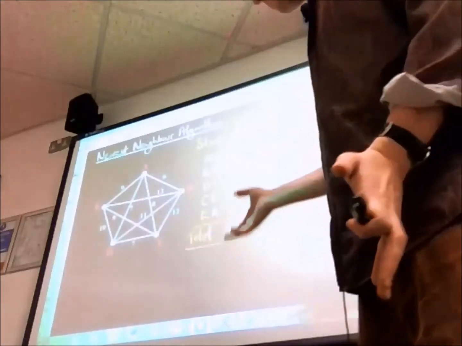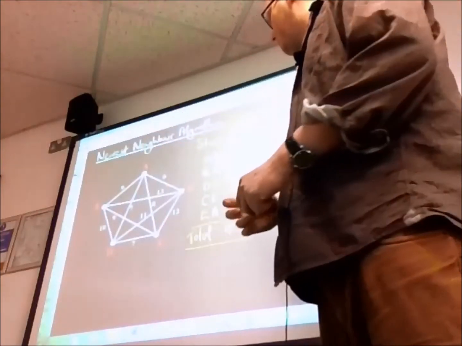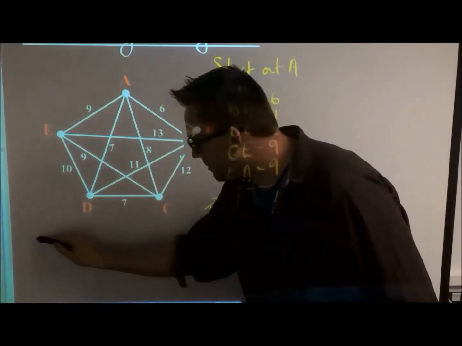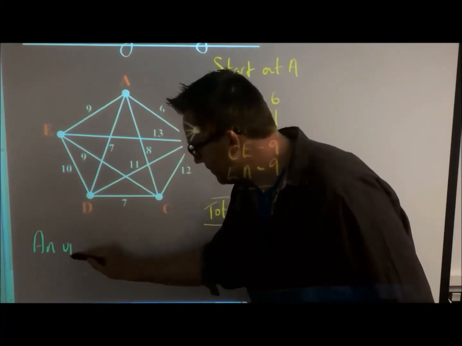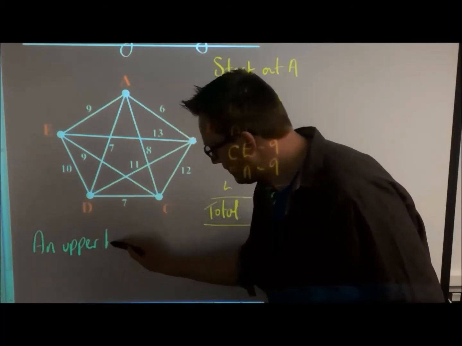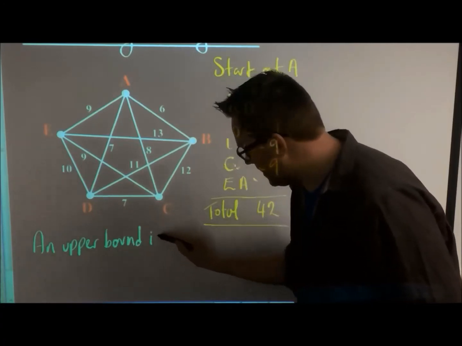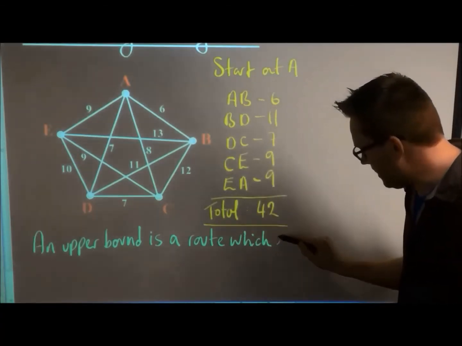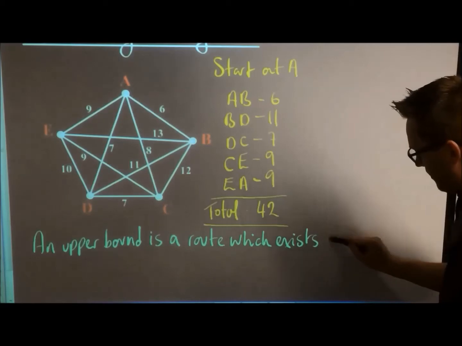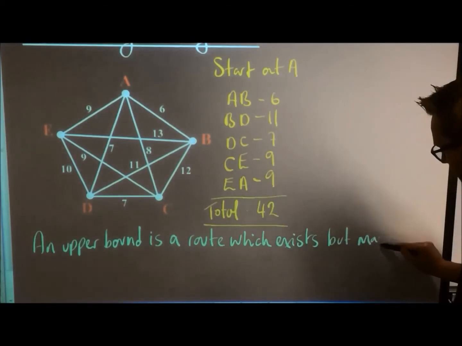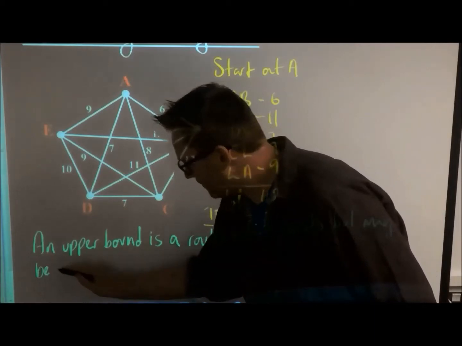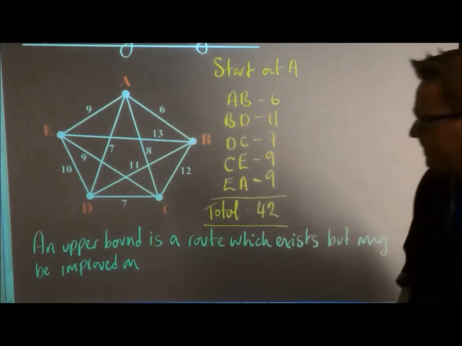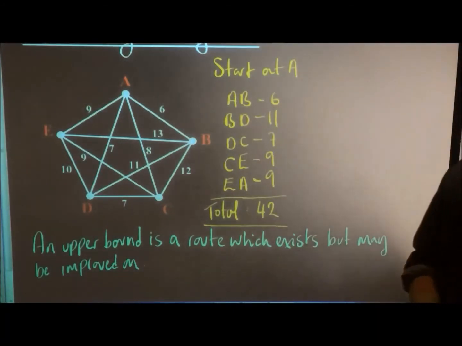Okay, now, so we've got 42 if we started at A. What we have there is an upper bound. So let me put this down. An upper bound is a route which exists but may be improved on.